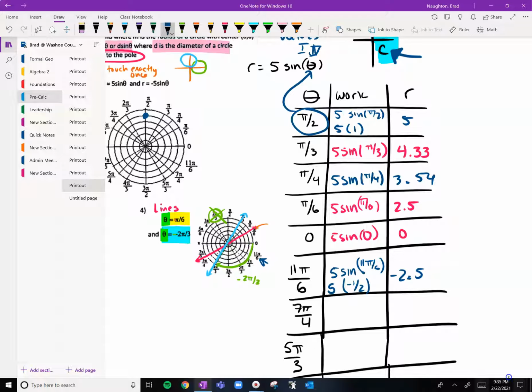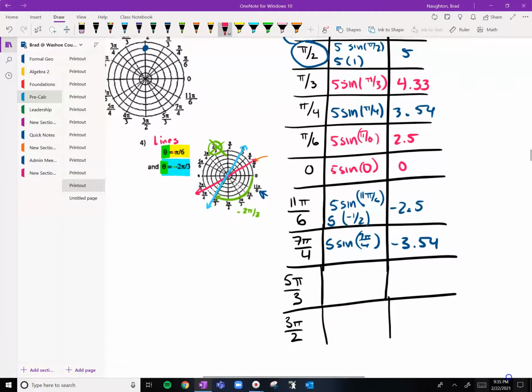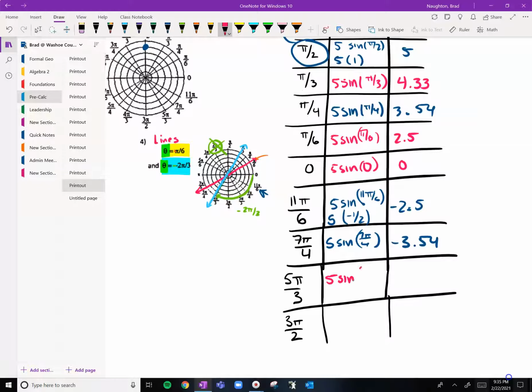So this is going to be 5 sine 7 pi over 4, which is going to be negative 3.54. 5 sine 5 pi over 3. Just plugging this in the calculator, negative 4.33. And then last but not least, 5 sine 3 pi over 2, which is going to give me negative 5. All right, so we have our points again.